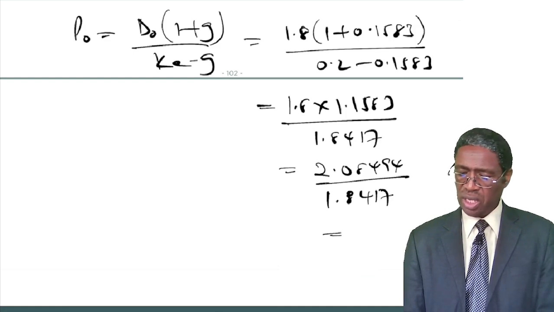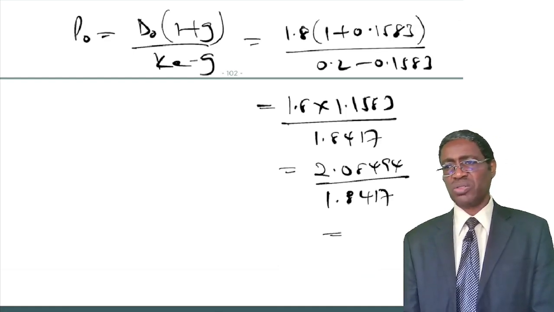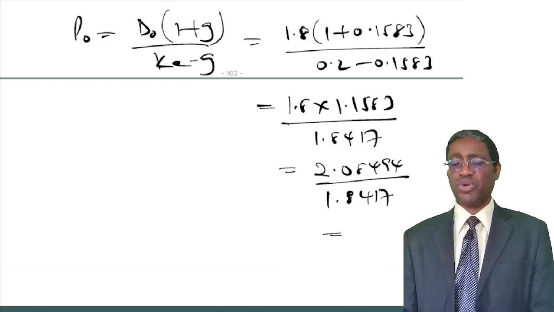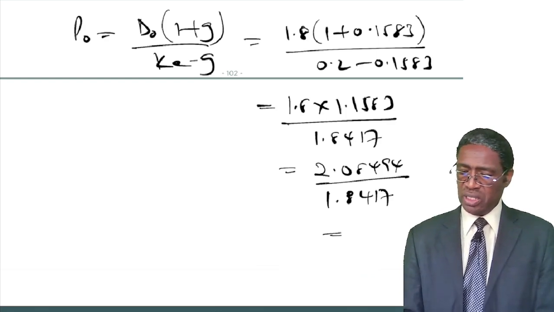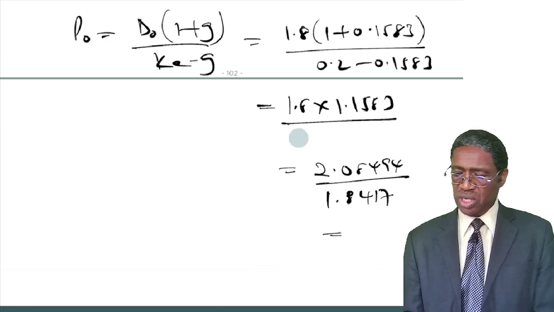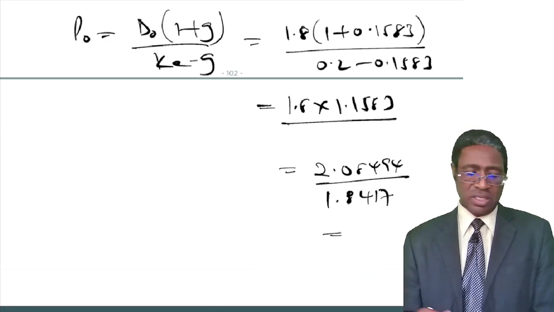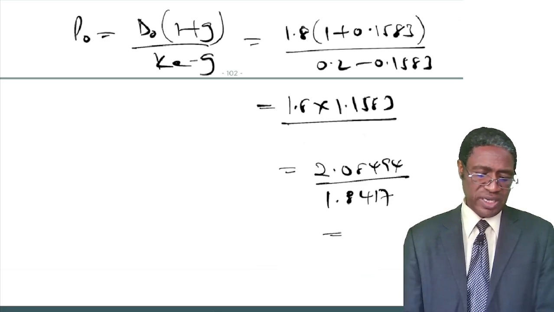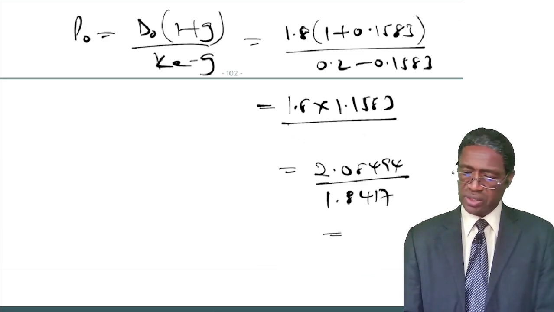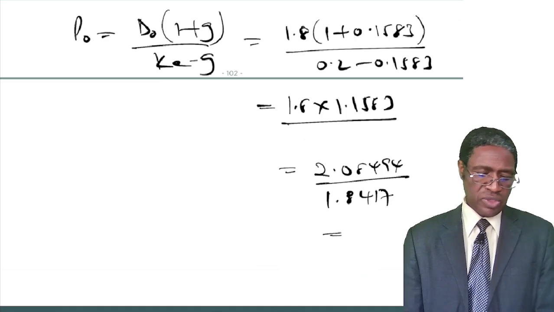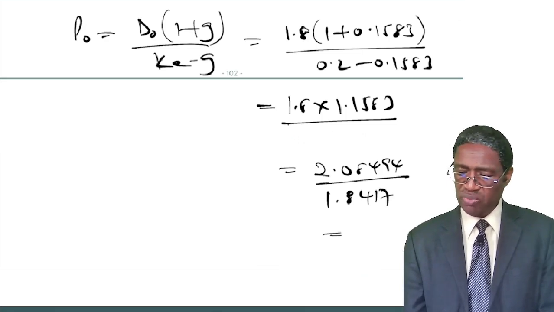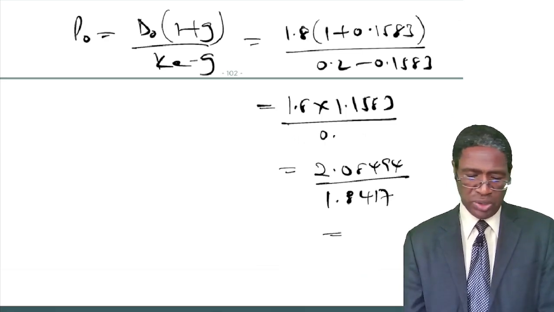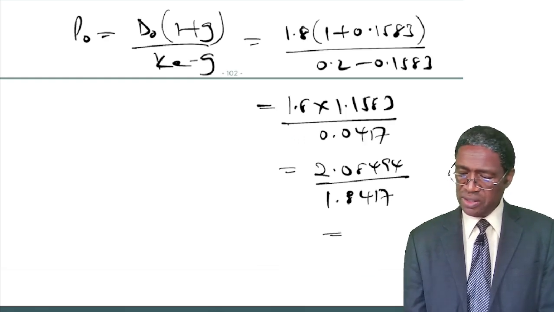Just a minute. My denominator is wrong. I took 2 instead of 0.2. Sorry for that. Let me take it again. 0.2 minus 0.1583. Please make that correction. It should be 0 point, not 1 point. 0.0417.